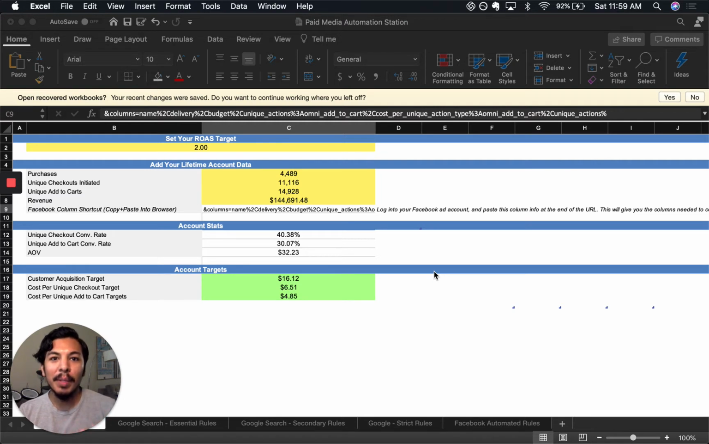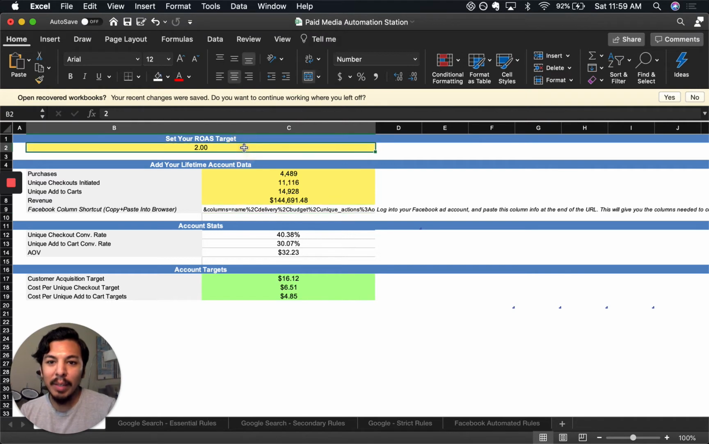And so I found that it can be kind of difficult to think of all the little things that could counterbalance each other in an account. And so I created this system to really just help me generate all the rules that I would need automatically based on the goals and data I had for a given account. And so in this case, what I do is I start off by setting my ROAS target.